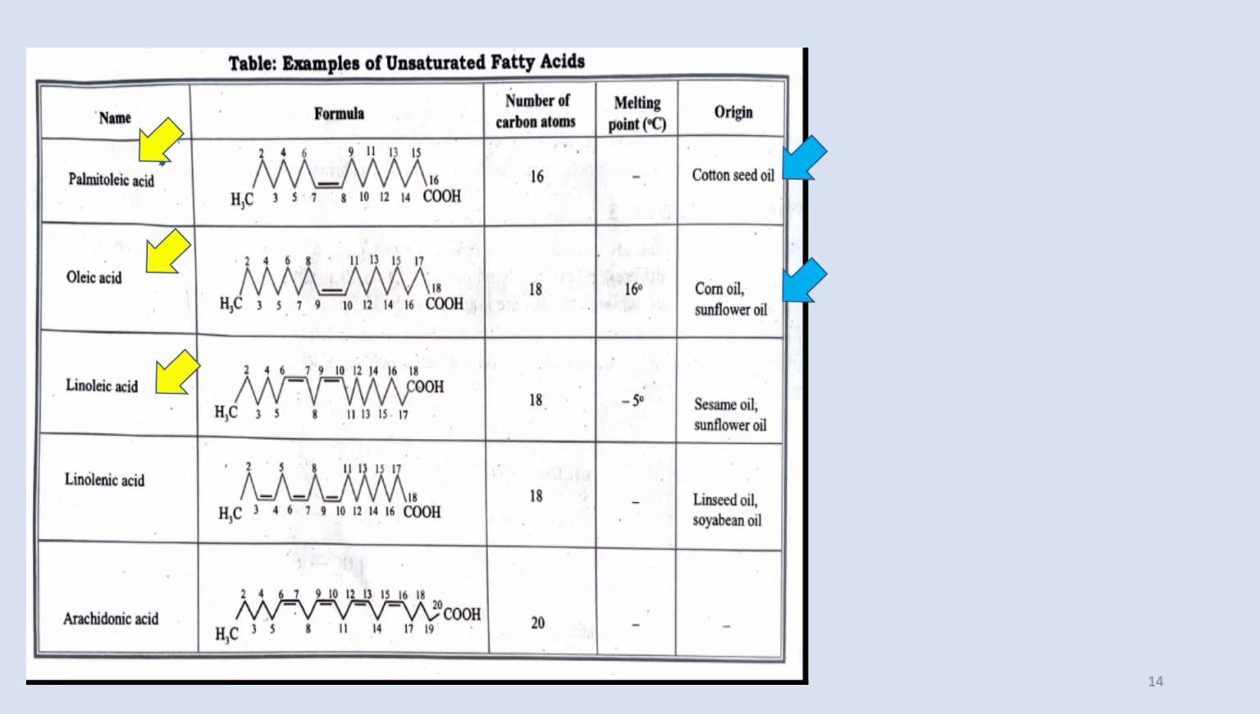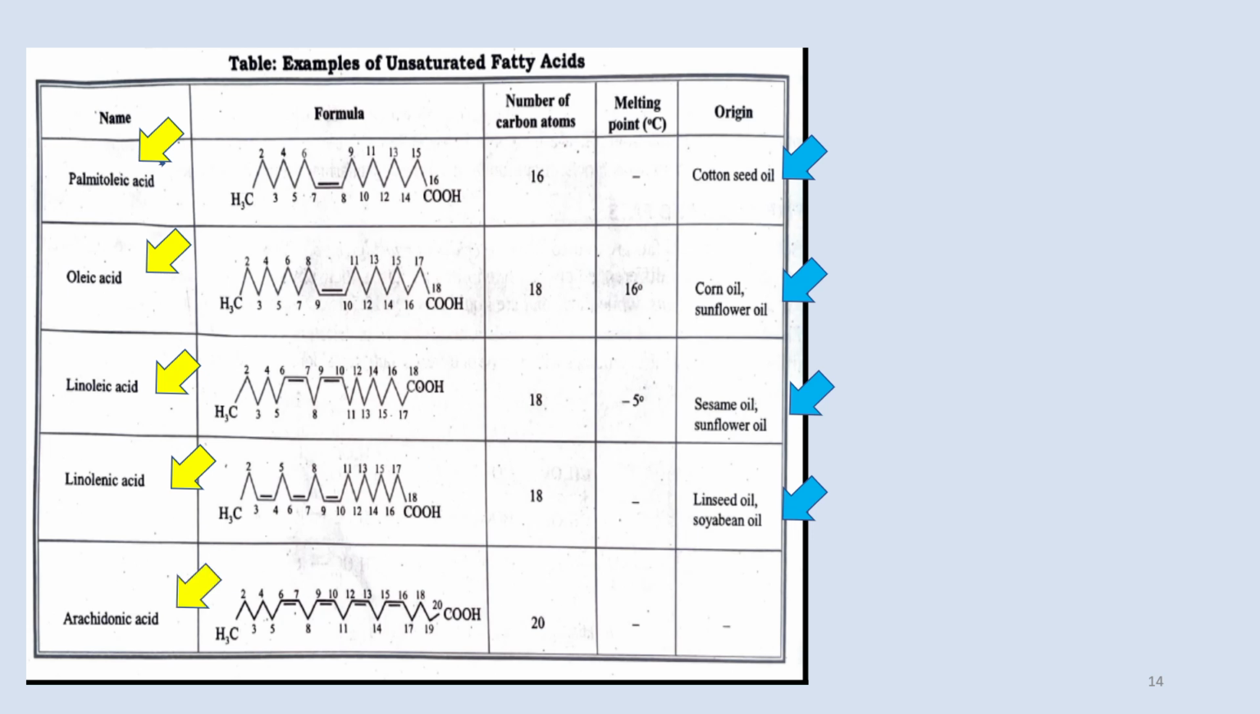And you can see that linoleic acid has 2 double bonds, one at 6 to 7 and the other at 9 to 10, like a conjugated double bond system. It is an 18 carbon long chain fatty acid with a melting point of minus 5 degrees centigrade, and its origin is sesame oil and sunflower oil. Linolenic acid has a conjugated system of 3 double bonds, with 18 carbon atoms in the chain. Its origin is linseed oil and soybean oil.